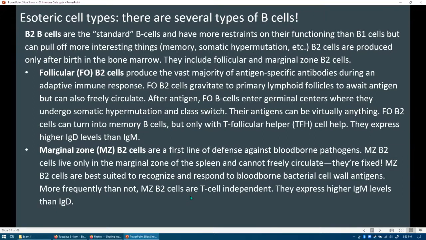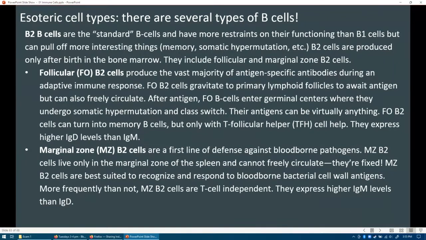But that's all fine and dandy. The only issue is they can't really class switch. They don't give you memory cells, and they are not boostable. So if you vaccinate multiple times, the response from these cells does not increase. Okay, so they're more limited in what they can do, but they also do not need T-cell help.